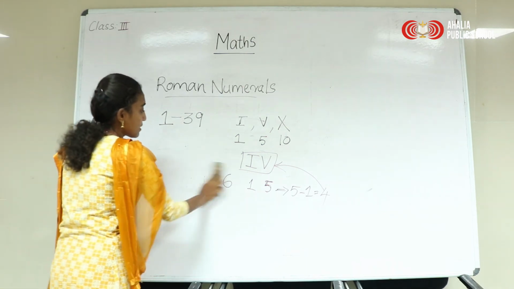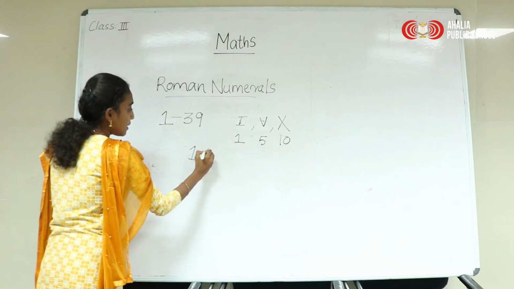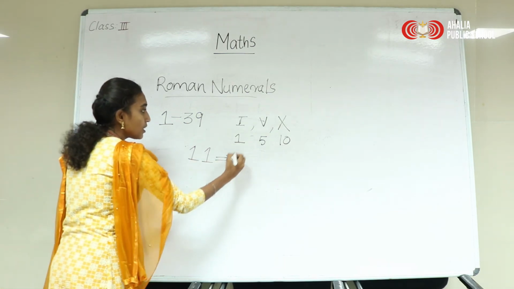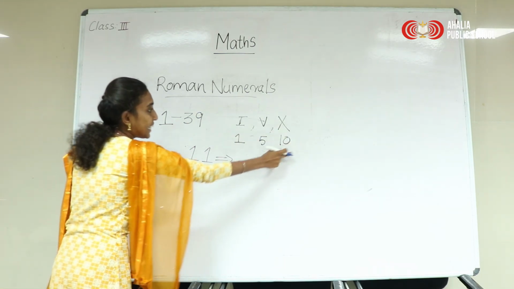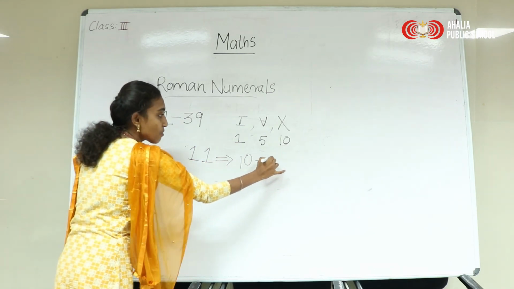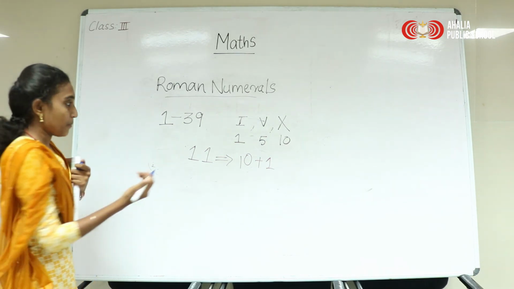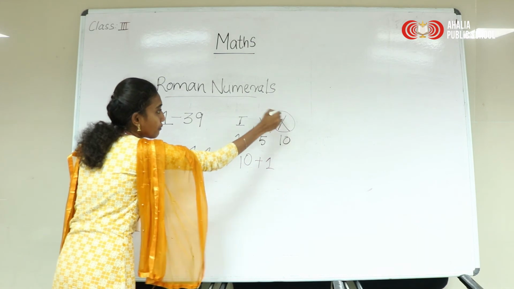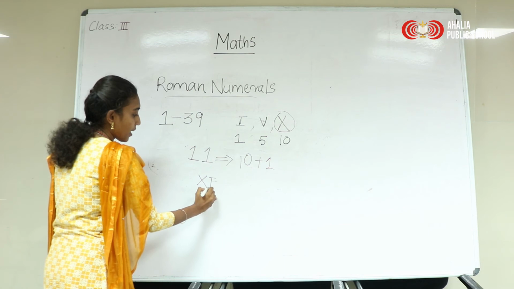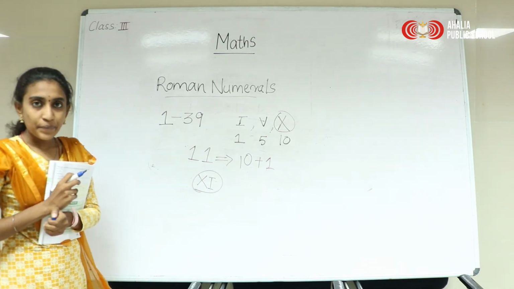Okay, so let's see one more example. How will we write 11 in Roman numerals? Using these three numbers, how will we get 11? It is 10 plus 1, which is 11. So, what is the Roman letter for 10? Yes, it is X. So, this is the Roman numeral for the digit 11.